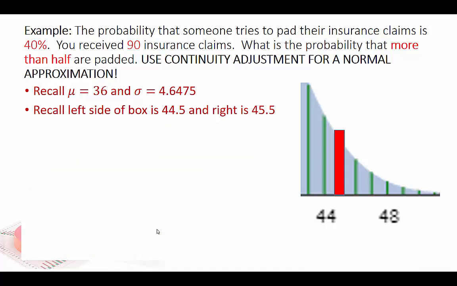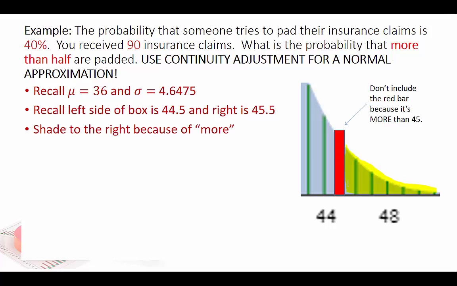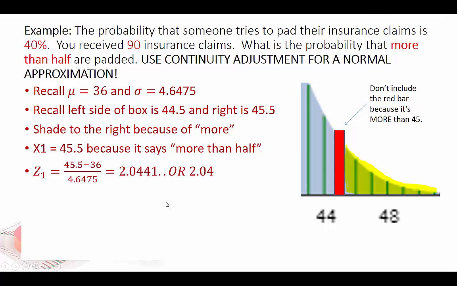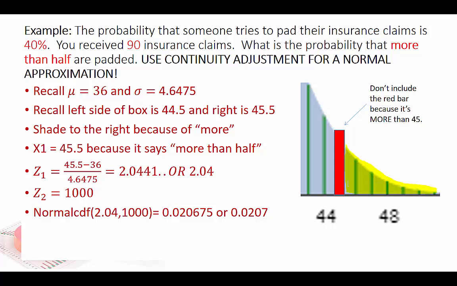Now let's talk about wording, because that was "half or more." If I was to repeat this problem, but I said "more than half," well, definitely I still have more like before, but I don't want to include the red bar because it's more than 45. So my x1 would actually change for this wording, and I would get a different z-score of 2.04. And basically I do the normal CDF, and I'm not going to do the calculator again. But once you punch that in, you're going to get 0.0207.